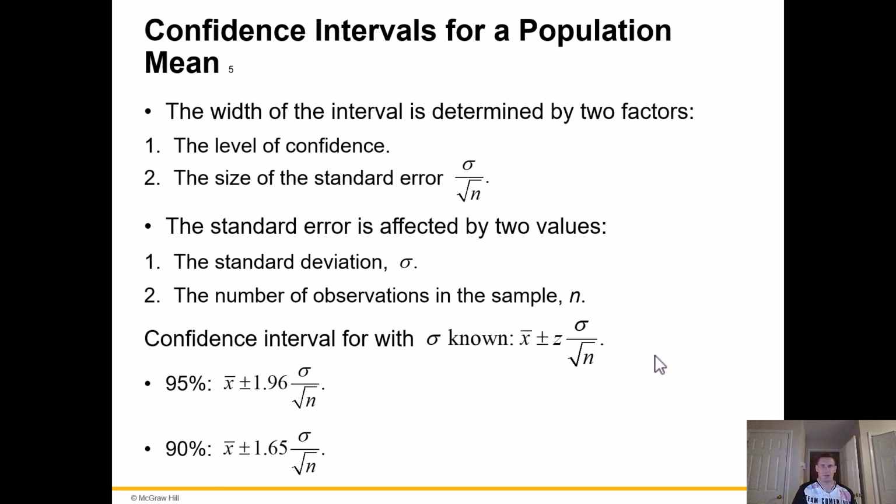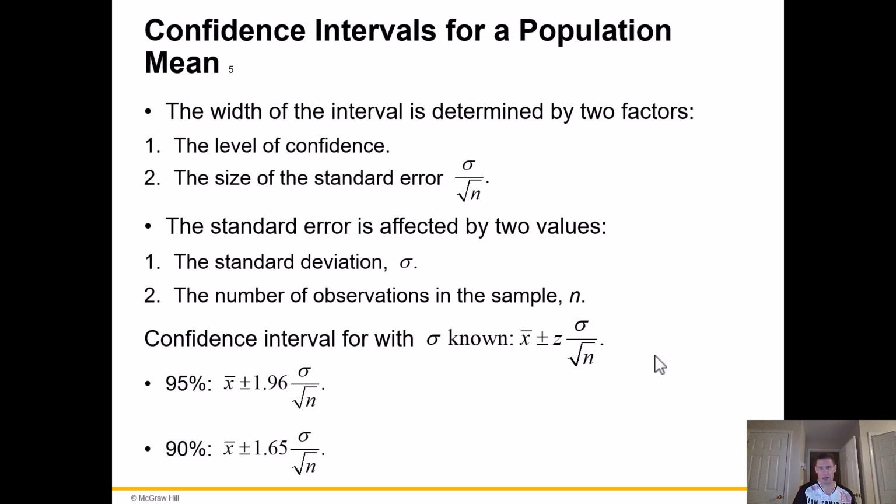Now the width of the interval is determined by two factors: one, the level of confidence, and two, the size of the standard error. The standard error is affected by two values. One is, of course, the standard deviation. Two is the number of observations in the sample.